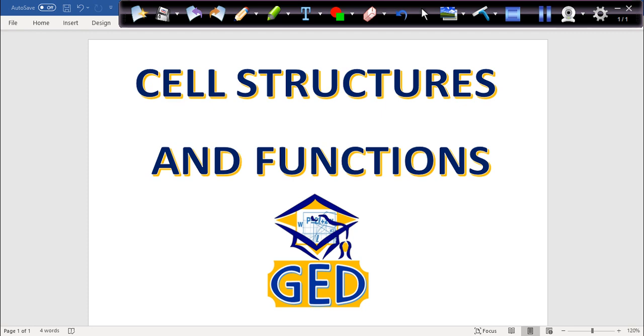Key ideas: the basic unit of all living things is the cell, which carries out the life functions, including movement, growth, and reproduction. All cells have a cell membrane, cytoplasm, and genetic material. Unlike an animal cell, a plant cell contains a cell wall, a structure that gives the cell rigidity and shape.